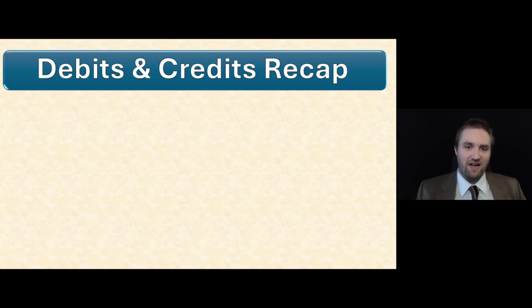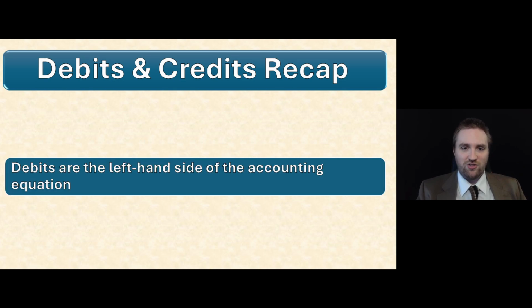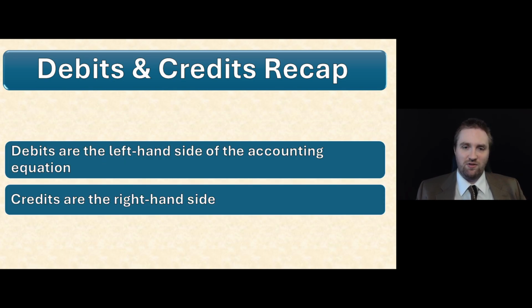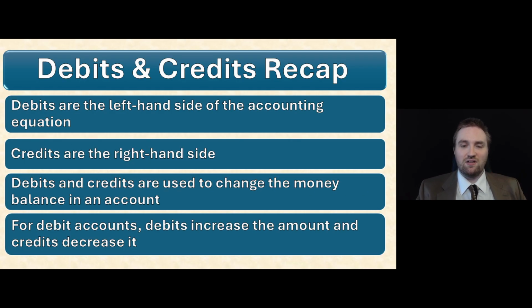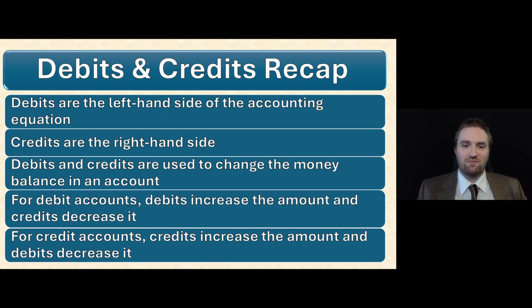Now, let's recap debits and credits. Debits are the left-hand side of the accounting equation. Credits are the right-hand side of the accounting equation. Debits and credits are used to change the money balances in an account. For debit accounts, debits increase the amount and credits decrease the amount. For credit accounts, credits increase the amount and debits decrease it.